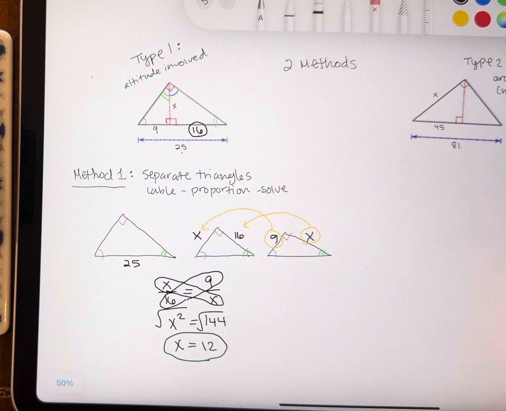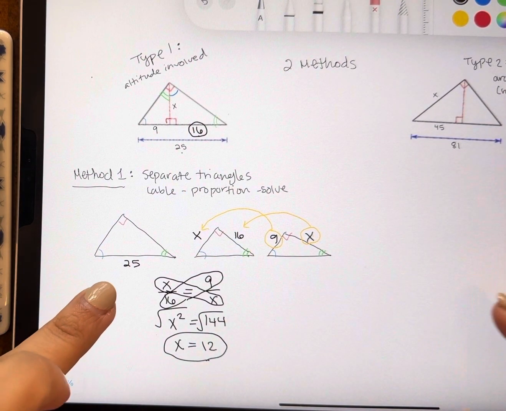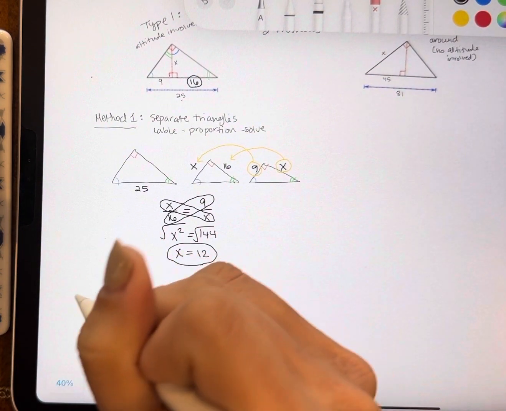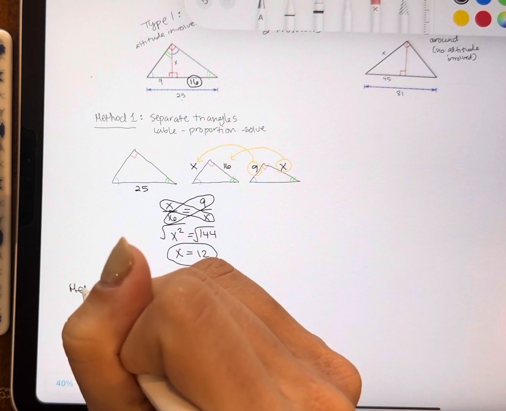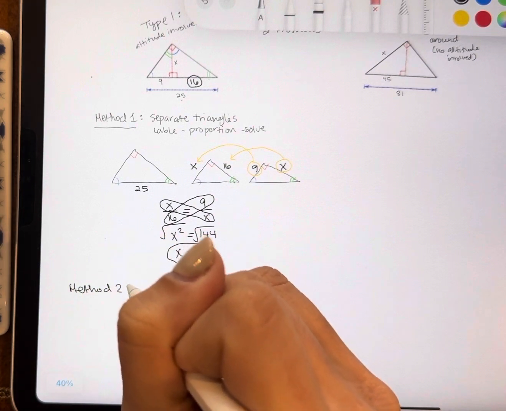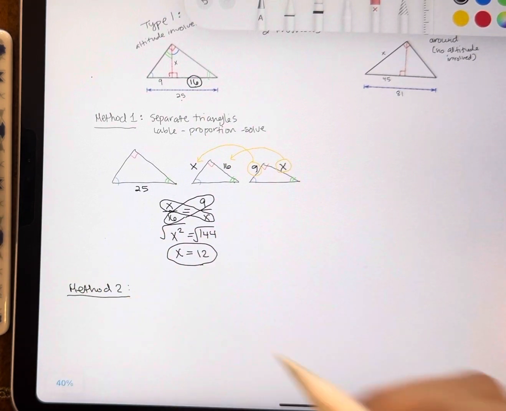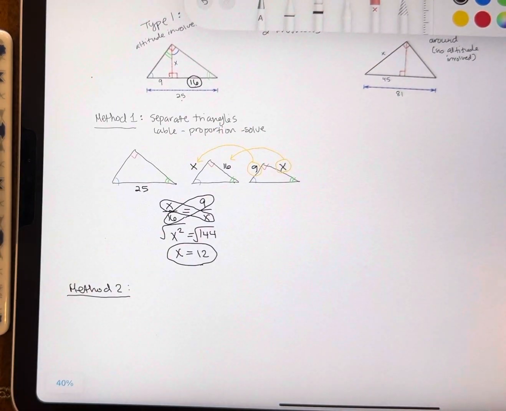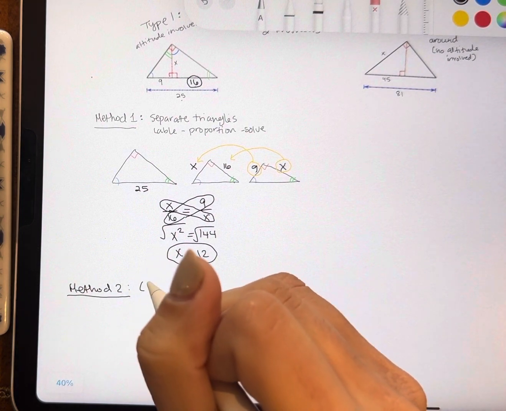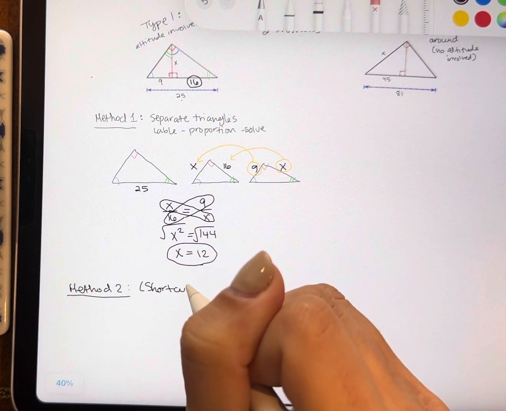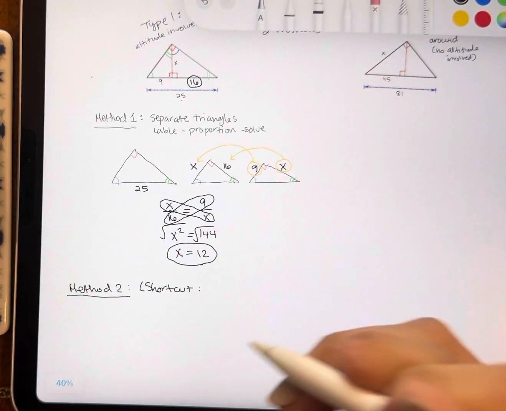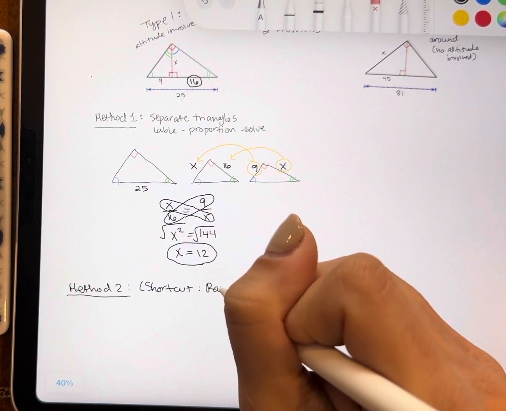Now let me show you method 2 on this problem. Method 2 is a shortcut that's just kind of learning the way these patterns go. For method 2, I call this the shortcut. And for this type of problem where the altitude is involved, I call it the rainbow.